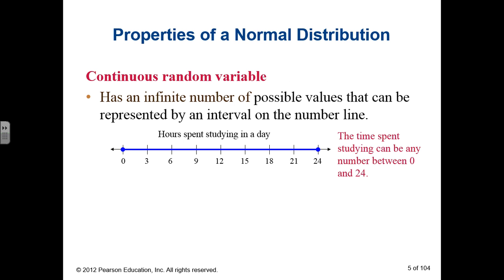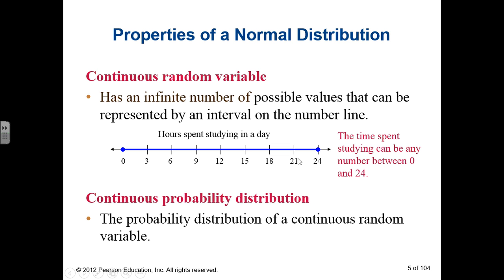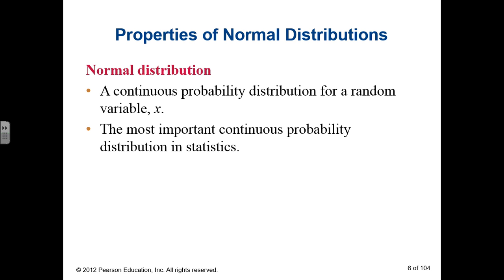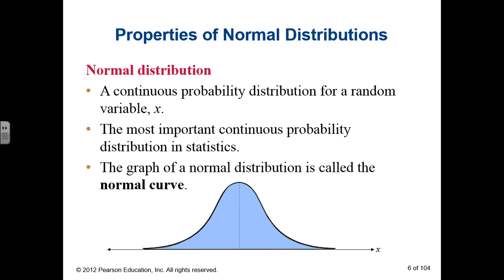So recall, a continuous random variable has an infinite number of possible values. Those are measurements, and they can take on any value, in this case between 0 and 24, because we're looking for the time spent in a day. All right, so the normal distribution is a particular continuous probability distribution. It is considered by most to be the most important continuous probability distribution in statistics. And the graph of it is known as the normal curve, sometimes also known as a bell curve.